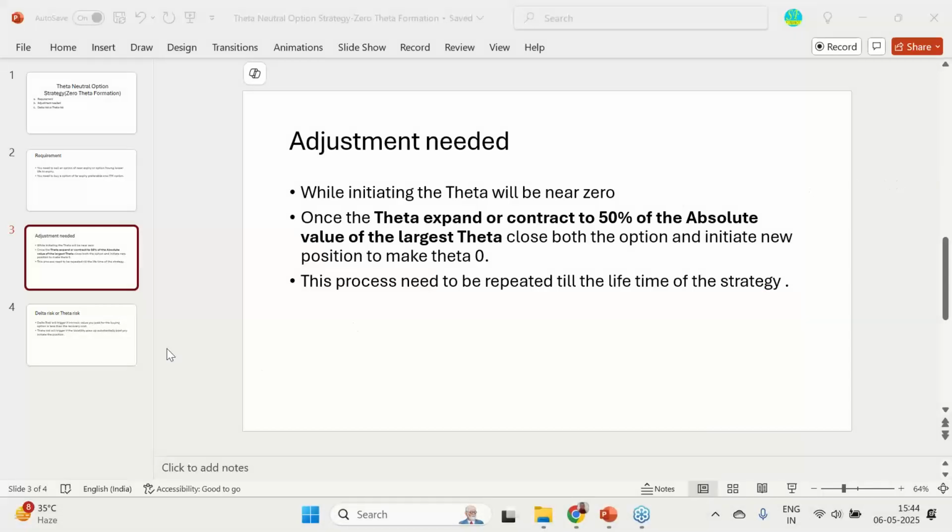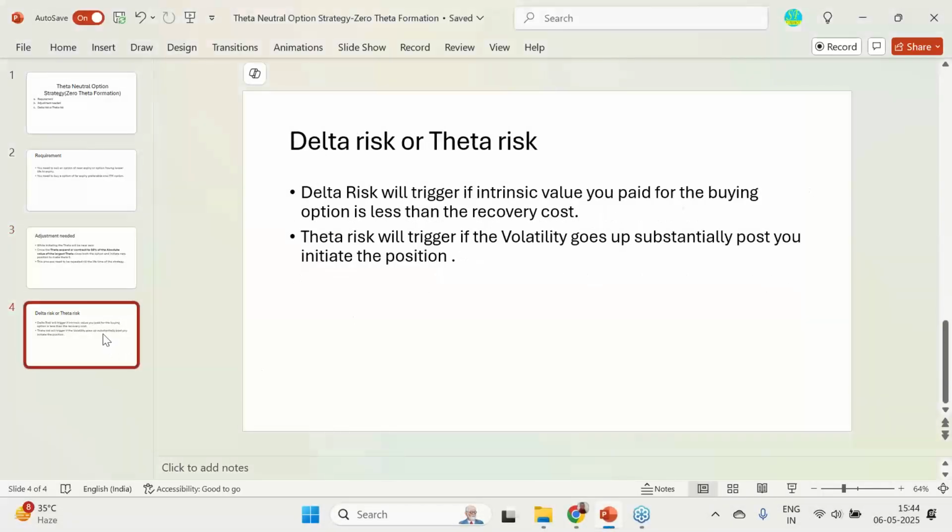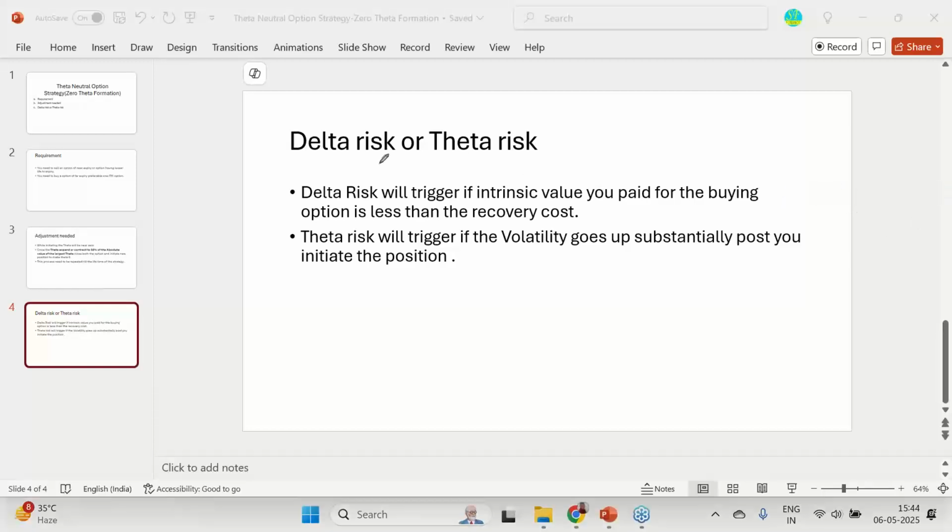But what is the risk it involves? That is very important. It has two risks: delta risk as well as theta risk. Whenever you form theta zero strategies, you have two risks, delta risk and theta risk. Delta risk will trigger if the intrinsic value you paid for buying the option is less than the recovery cost. Theta risk will trigger if the volatility goes up substantially after you initiate the position.